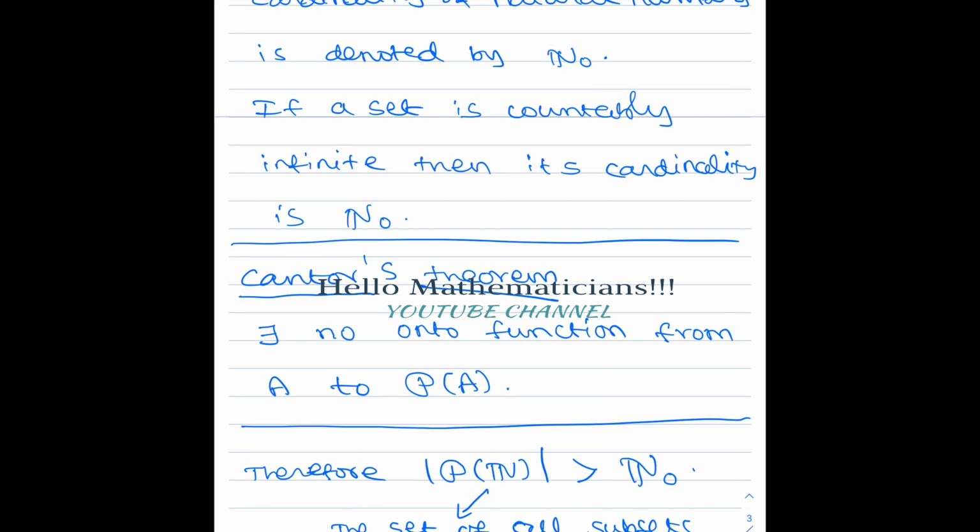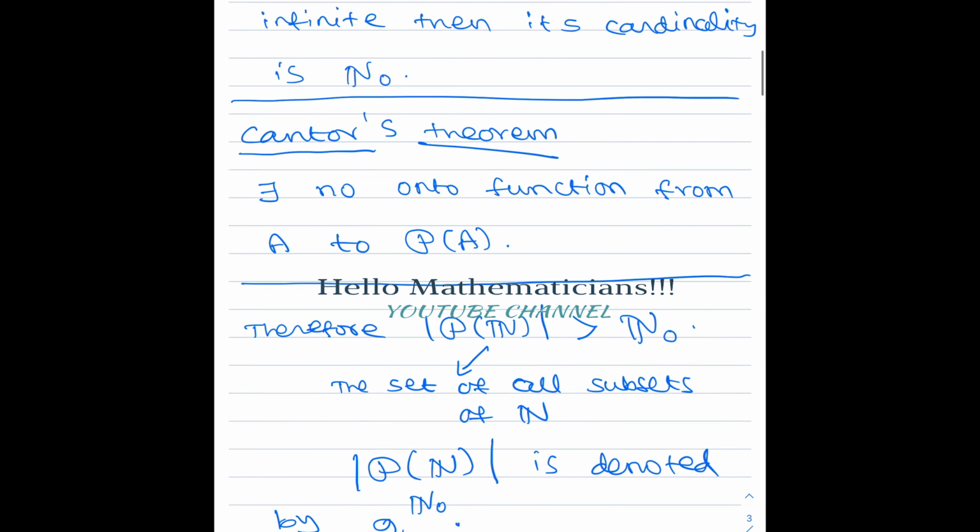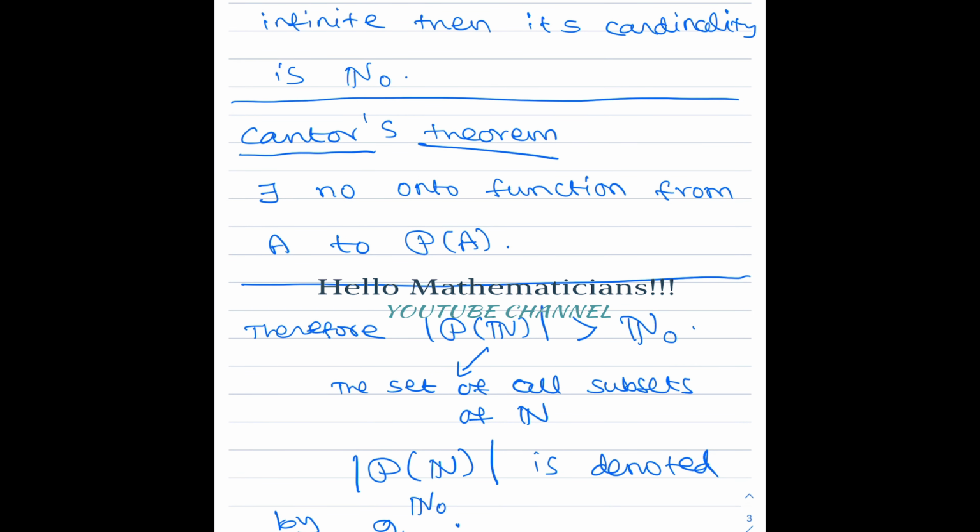Cantor's theorem says that there exists no onto function from a set A onto its power set. What is a power set? Power set means the set of all subsets of A. So why is Cantor's theorem important? Please check the proof of Cantor's theorem on the internet.